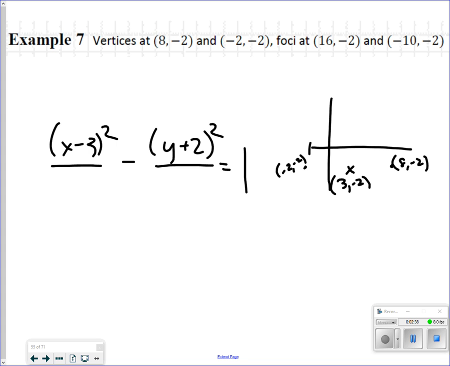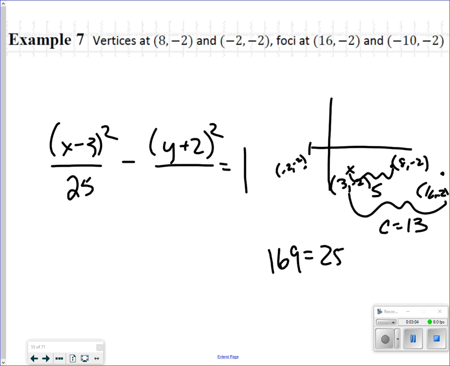Now the foci, pretty far out. And by the way, the distance then is 5. So under the x would be a 25. Now, the two foci points, 16, -2. That's an awful long way, but that means the C value is 13. So to go all the way from the center to the foci is C, and so C is 13. So I know that C squared equals A squared plus B squared. So C squared in this case is 144.